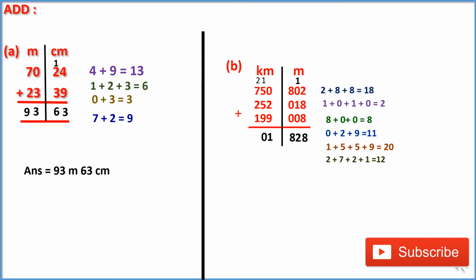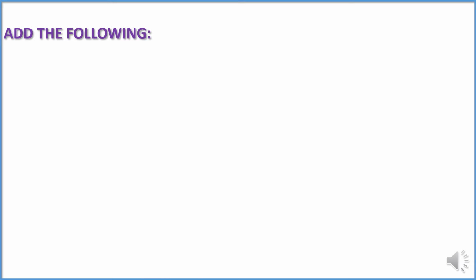Now we will add 2 plus 7 plus 2 plus 1 which is equal to 12. So the answer is 1201 kilometers and 828 meters. Add the following: 61 kilometers 755 meters plus 7 kilometers 613 meters plus 54 meters.